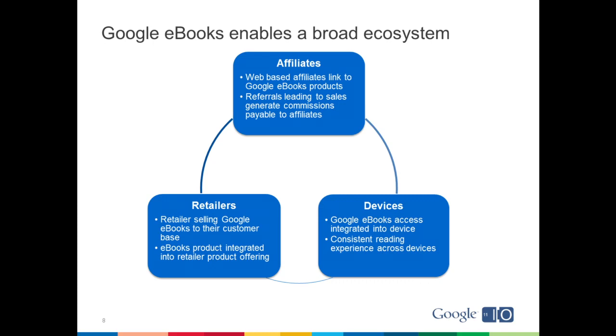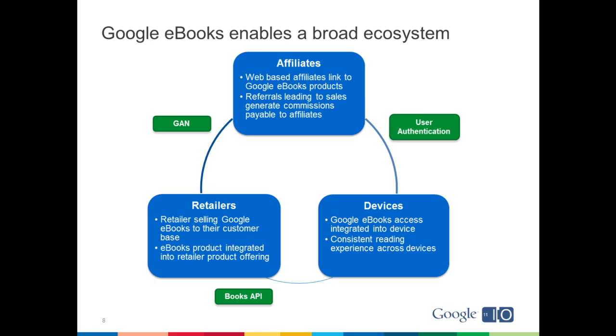This is a lot more integration work, but the end result is that they maintain a customer relationship. And the third type of partner that we're talking about are device manufacturers. Device manufacturers are typically hardware vendors that are looking for a way to provide their users access to a rich set of content from Google eBooks.